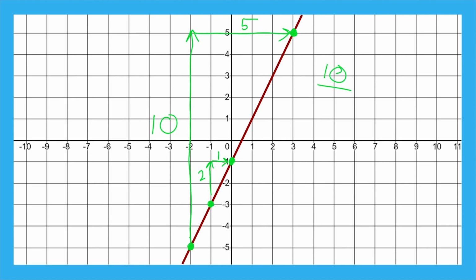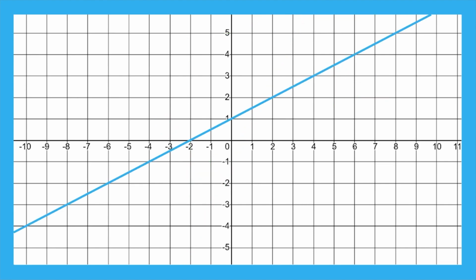The only thing to be careful of is going the wrong direction. You always want to go left to right. If you accidentally go backwards, you'll get the wrong answer. So let's do a couple more examples.